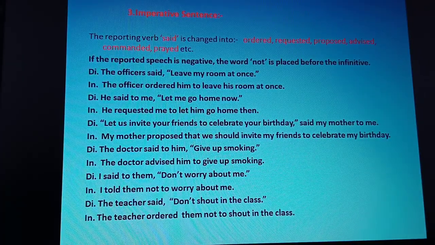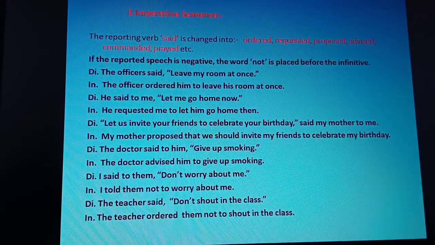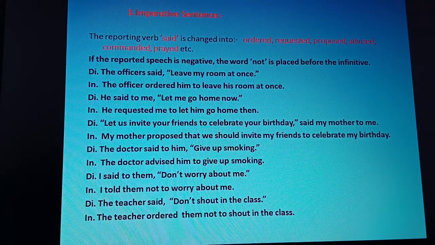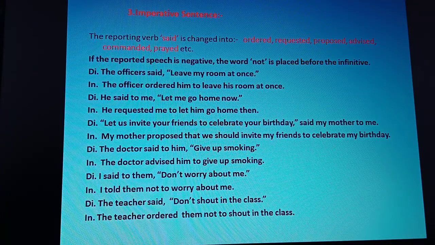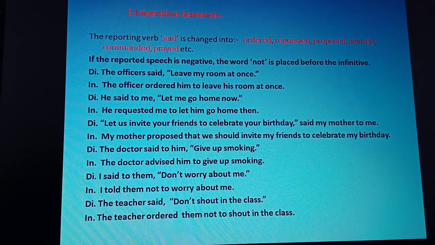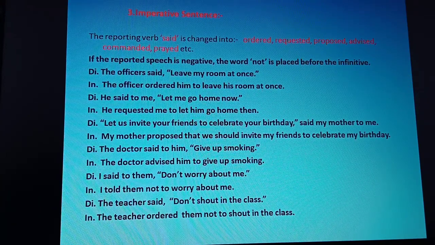Now, the third type of sentence is the imperative sentences. What is an imperative sentence? Sentences with either your order, request, proposal, suggestion, advice. This is called an imperative sentence, you know it. Now, the reporting verb said is changed. When the reporting verb is said, he said, we said, or my teacher said, this verb will change into ordered, requested, proposed, advised, commanded, prayed, etc., depending on the type of sentence. And if the reported speech is negative, the word not is placed before the infinitive. With the example, we will come to know when this not is placed.